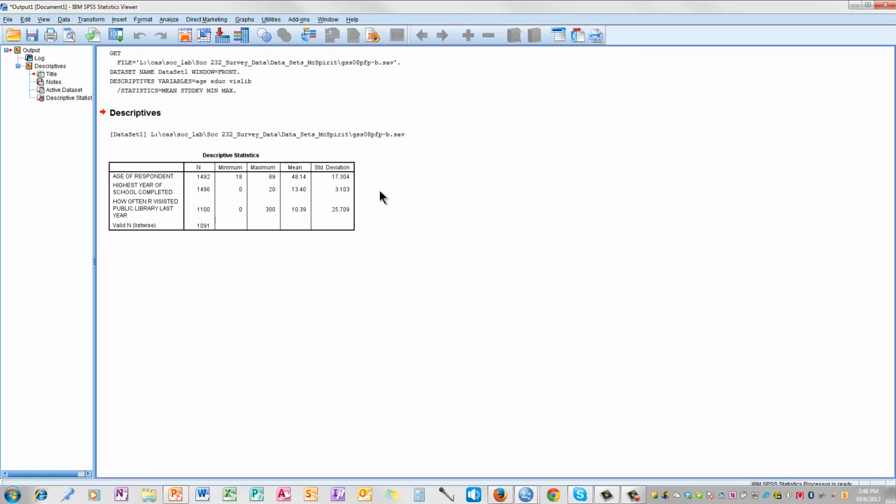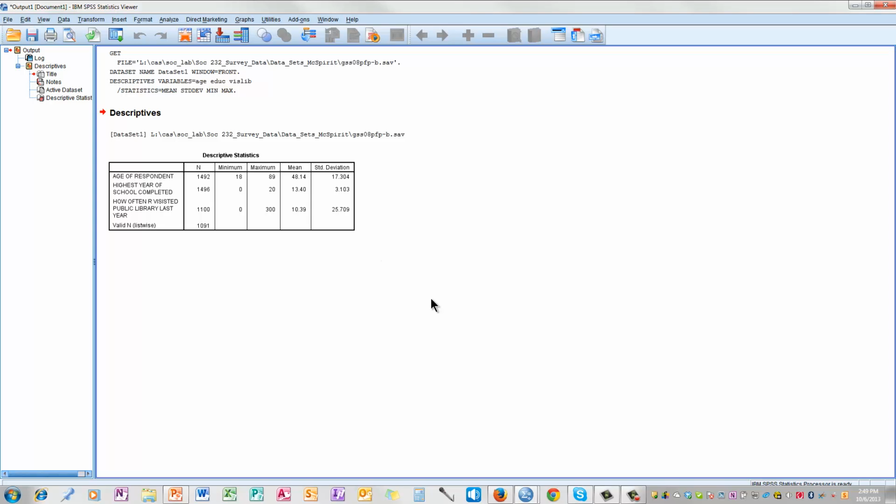And then in terms of visits to the public library over the last year, that's interesting. The average was about 10.3 with a standard deviation of 25. Okay, these are things that we can start to talk about and use if we were going to summarize just who responded to this survey and how these variables may or may not be useful to your own independent project.